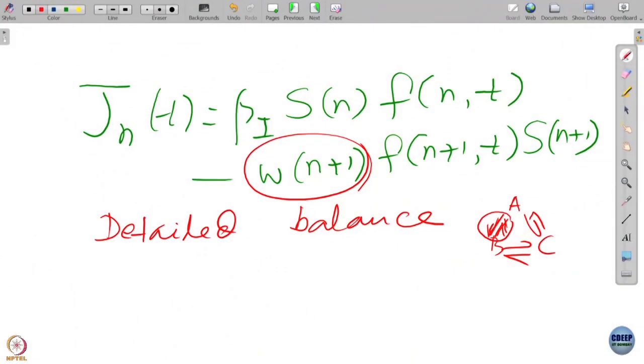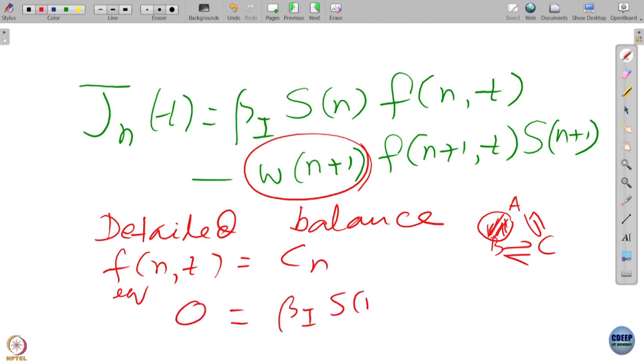So, okay, now Jn equal to 0. If I put Jn equal to 0, then that is an equilibrium, but I have already defined that Cn is the equilibrium distribution. So at equilibrium Fnt becomes time independent, and Fnt at equilibrium is nothing but my Cn. So now I put 0 equal to beta I Sn Cn minus Wn plus 1 Cn plus 1 Sn plus 1. So, what does it mean now? That means I get Wn plus 1.